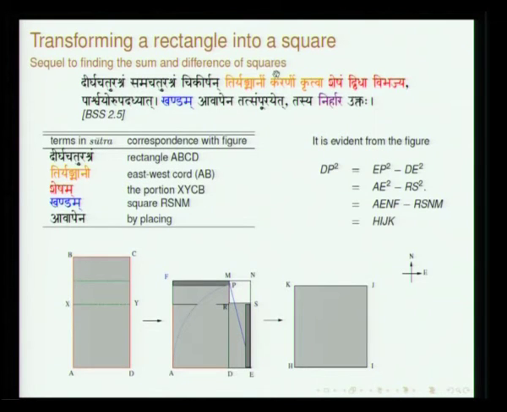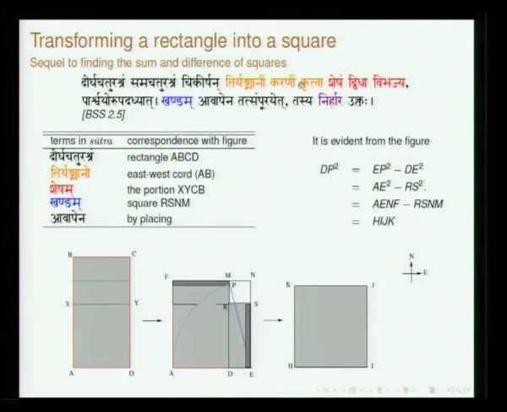Transforming a rectangle into a square. This is the next problem. The sutra goes like this: Dirgha Chaturashram Samachaturashram Chikirshan. Dirgha Chaturashra is a rectangle; Samachaturashram Chikirshan means you want to transform it into a square. Chikirsha, by the way, is Kartum Ichha, you want to do that. So, Tiryang Manim Karanim Krutva.